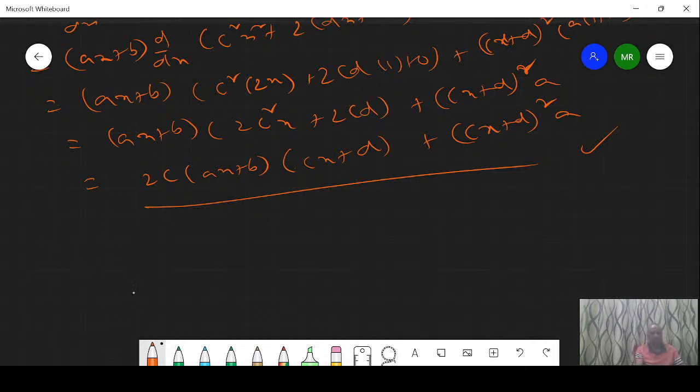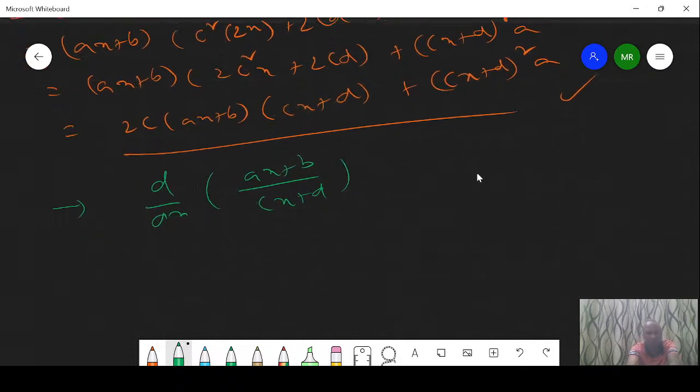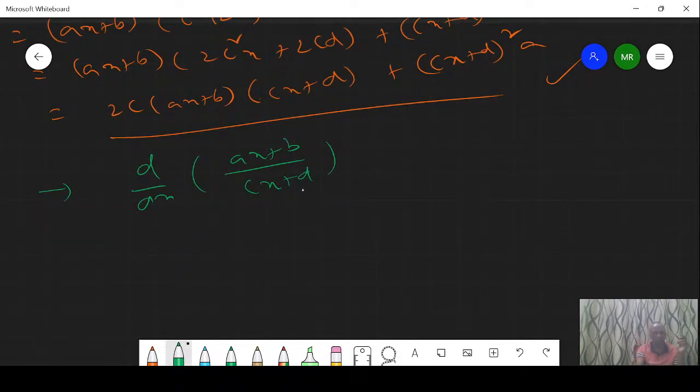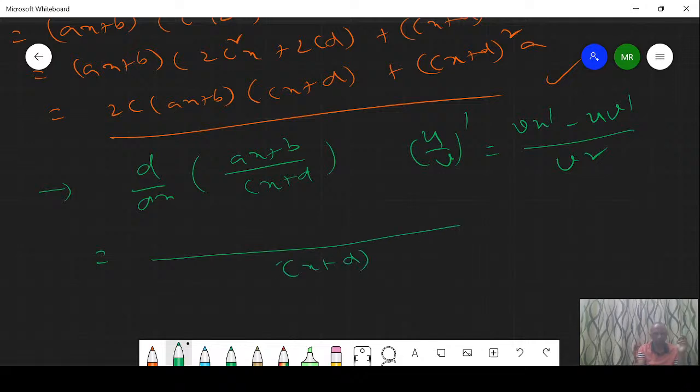See the next one. Find the derivative of d by dx of (ax plus b) by (cx plus d), where a, b, c, d are fixed non-zero constants. This is u by v, so we should use the quotient rule. When they ask the derivative of u by v, it is (v into u dash minus u into v dash) by v square. You write (cx plus d) whole square.